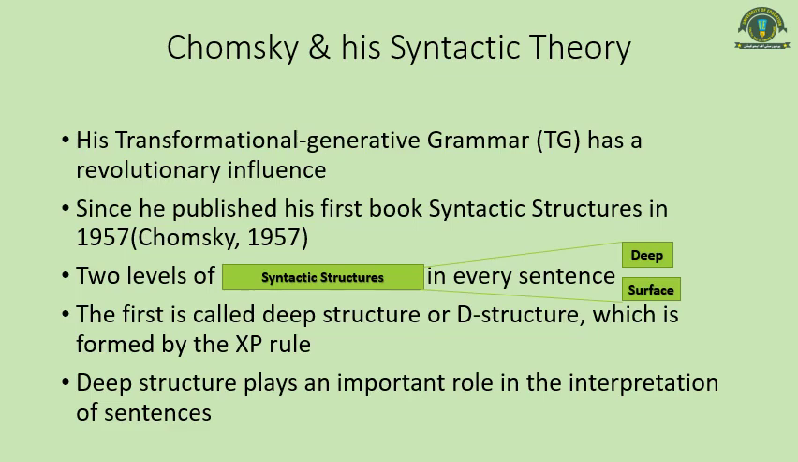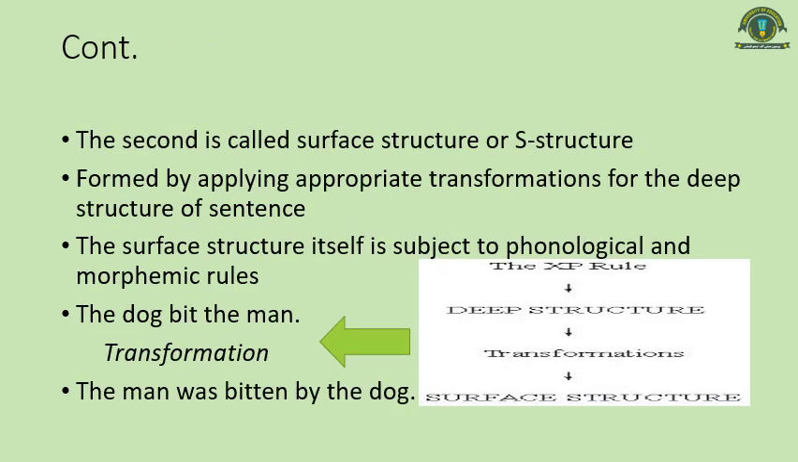Take a sentence in question, how do you interpret it? What is the meaning of that sentence at the deeper level? What meaning that sentence is conveying is the deep structure of that sentence. And the second level of syntactic structure is called surface structure, or you may say S structure. It is formed by applying appropriate transformations to the deep structure of the sentence in question.